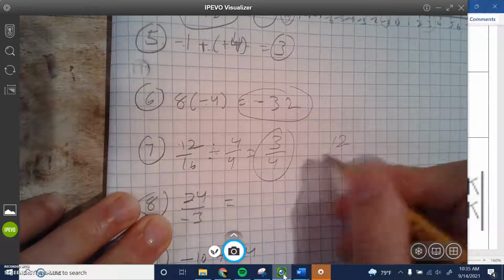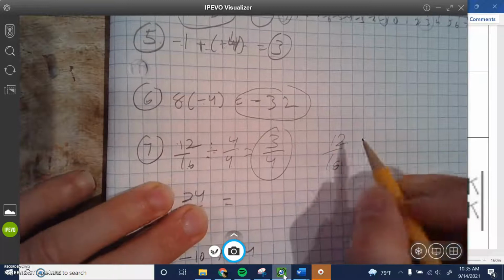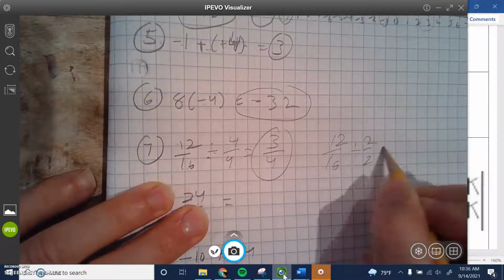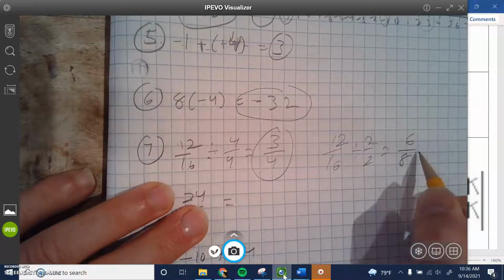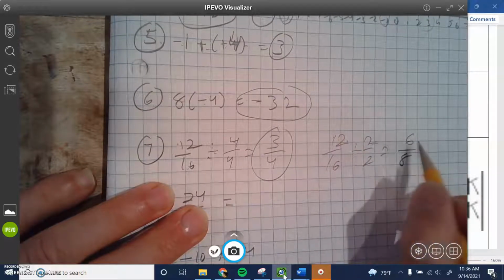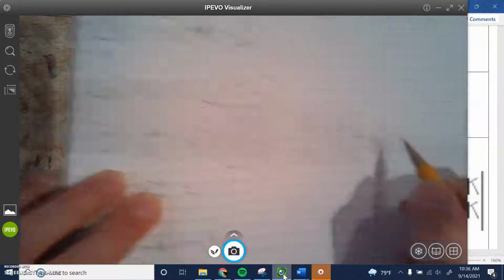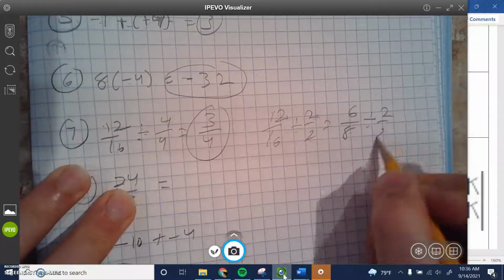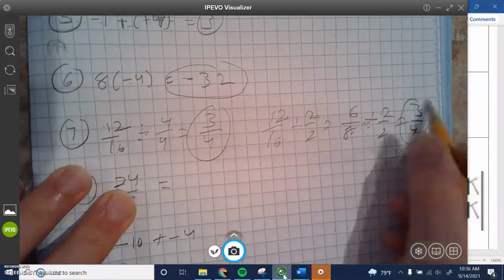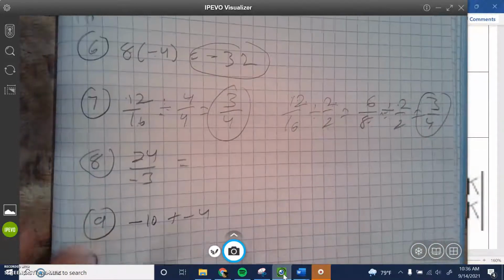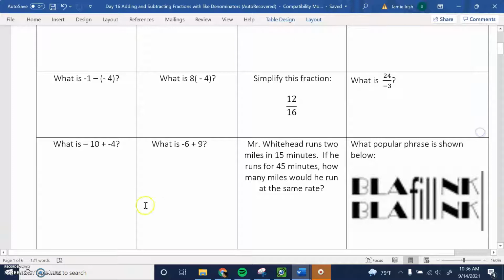And if you didn't see 4, you might say, I know I can divide them by 2 because they're even. So that'd be 6 over 8. 12 divided by 2 is 6. 16 divided by 2 is 8. And then 6 over 8, you can divide by 2 over 2 again. 6 divided by 2 is 3. 8 divided by 2 is 4. There you go. 3/4. Next one, almost there.